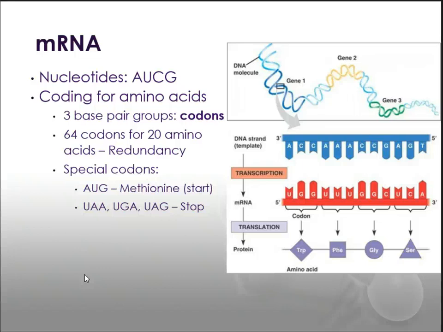There's 64. There's only 20 amino acids. This is really exciting, actually, because that gives you redundancy. You can have multiple codons for the same amino acid, and that gives you some flexibility.